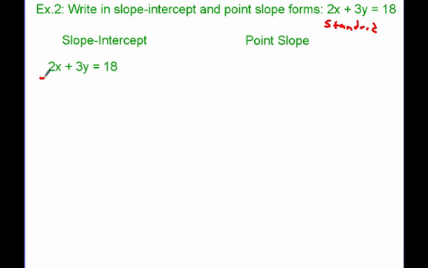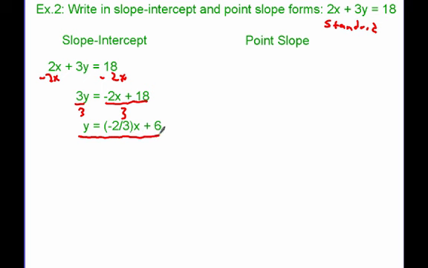I'm solving for y, so I'm going to subtract 2x on both sides. I get 3y equals negative 2x plus 18. I'm going to divide both sides by 3. And I get y equals negative 2/3 x plus 6. So now I have my equation in slope-intercept form.